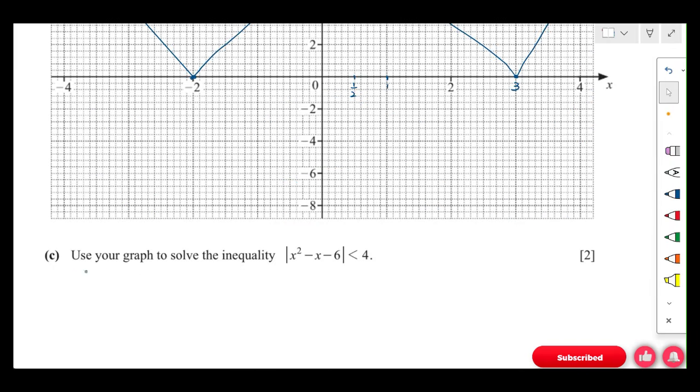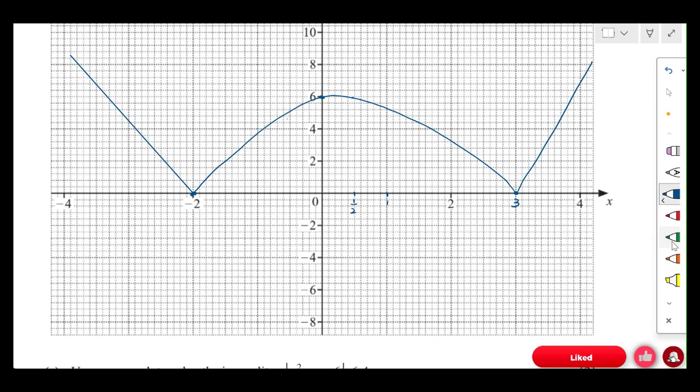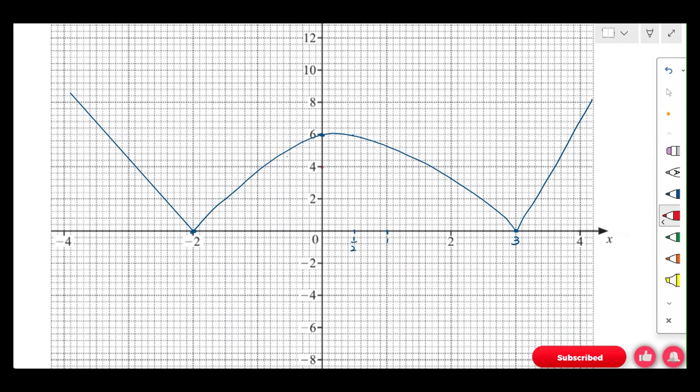Now for part C, use your graph to solve the inequality, when y is less than 4. If I draw the straight line y equals 4, this is the straight line y equals 4. Not exactly, wait, let me draw the straight line.